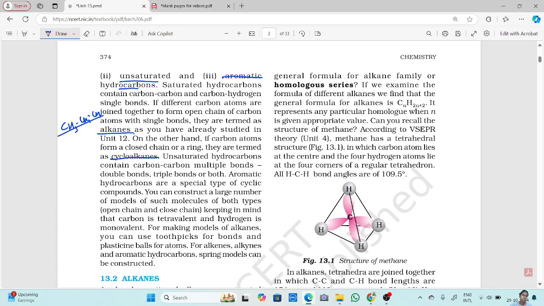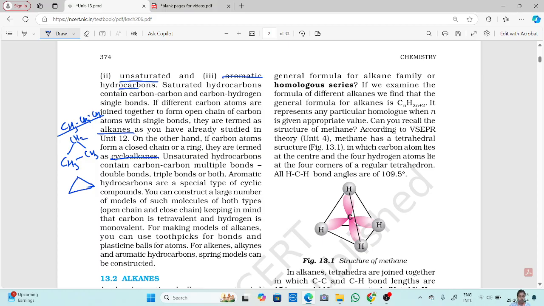This is an alkane, a straight chain structure. But if I convert this straight chain structure into a cyclic structure, with CH2 units, this is a cyclic structure where I am forming a triangle. Now these are called cycloalkanes. With single bonds, they are called cycloalkanes. Now these are saturated hydrocarbons.